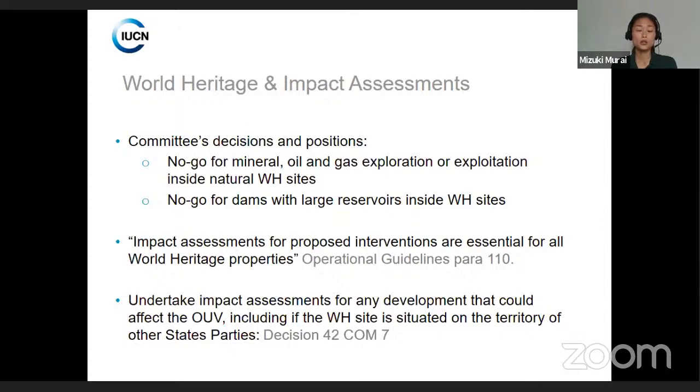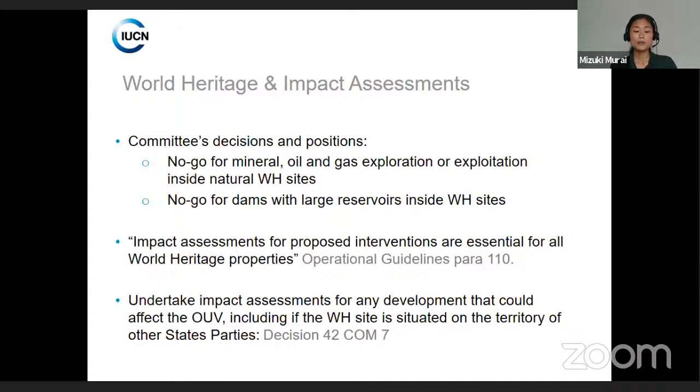Of course, it goes beyond dams, as the World Heritage Convention requires that an impact assessment is undertaken for any intervention that might affect a World Heritage Site. This even extends beyond one country or territory. It's worth noting here that well-defined and well-managed buffer zones surrounding World Heritage Sites add an extra layer of protection from external pressures. So it's important that World Heritage Sites have good buffer zones with effective protection and management regimes.